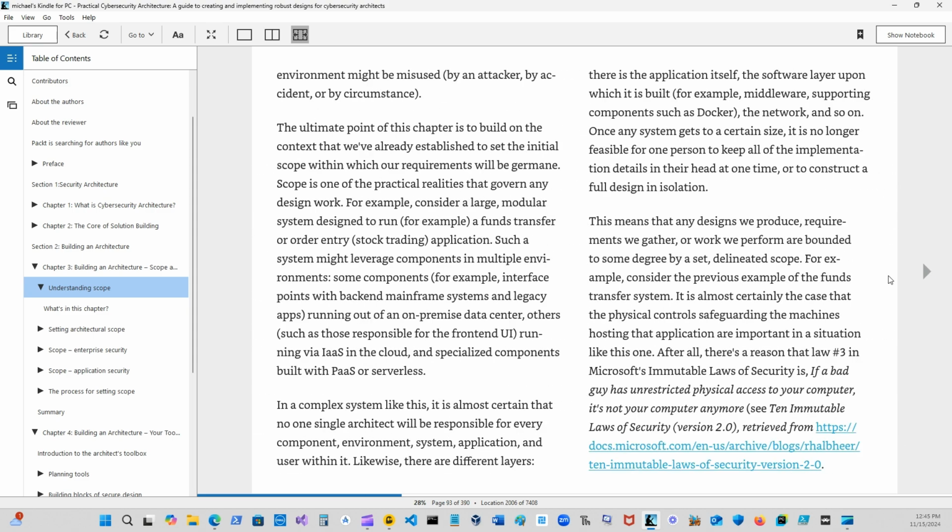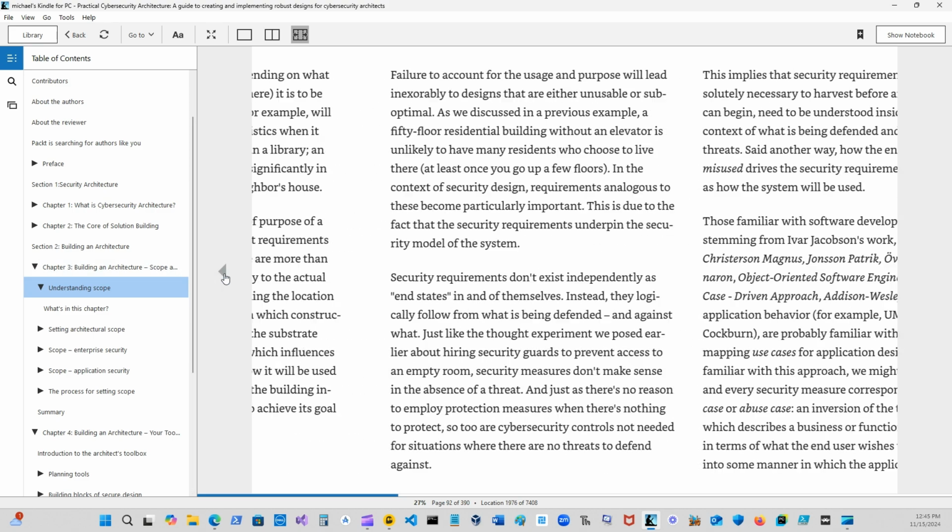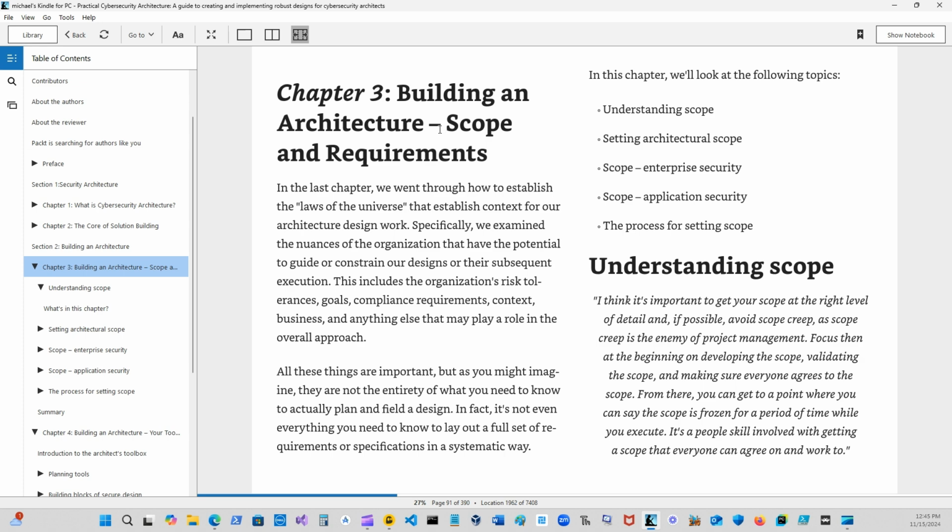And this is gold right here. Reading this is gold. This is where you start. You start with your scope. You need to know, and this goes over understanding scope. That's the most important, because if you don't understand what scope is, it's good to understand it and know what it is, right? Setting architectural scope, scope enterprise, scope application security, the process of setting scope.